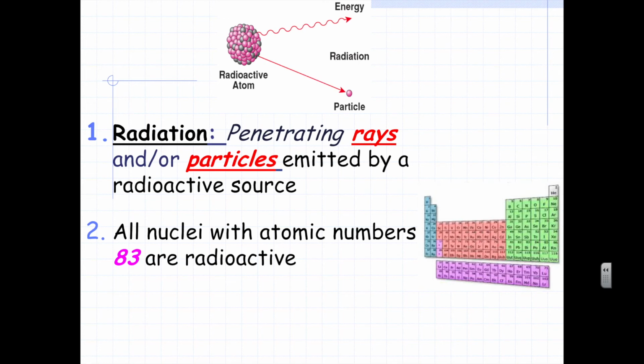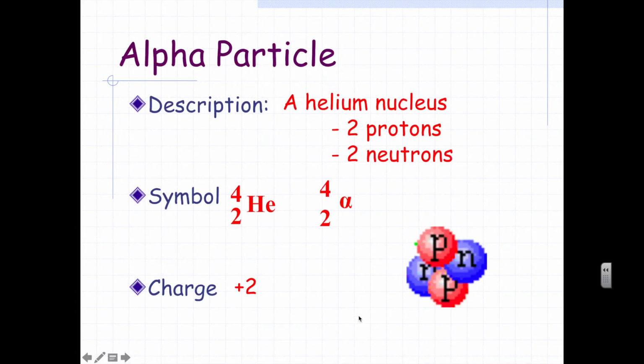We just want to talk real quick about radiation, and it's defined as the penetrating rays and/or particles emitted by a radioactive source. Anything that's heavier than lead on the periodic table is going to be radioactive. There are three types of radiation.